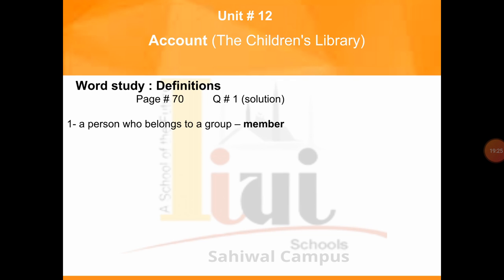Okay, first word is a person who belongs to a group. This is called member. You are required to fill this exercise on your book. Write down these words at the end of these sentences. To see someone you already know. Recognize. To use something for a short time and give it back later.